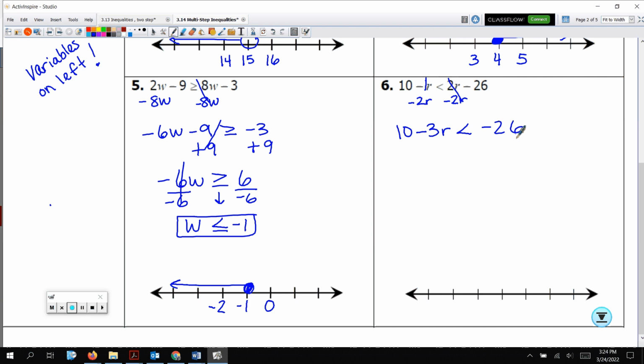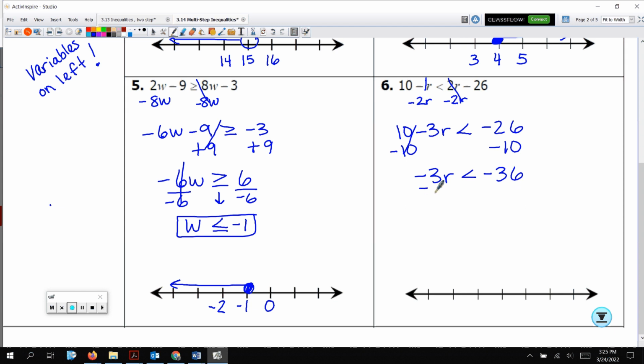All right. Now it's a 2-step equation or 2-step inequality. We want to get rid of this positive 10 here, so we subtract. Negative 3r less than, I almost said equal to, I'm so sorry. Negative 26 minus 10 is negative 36.